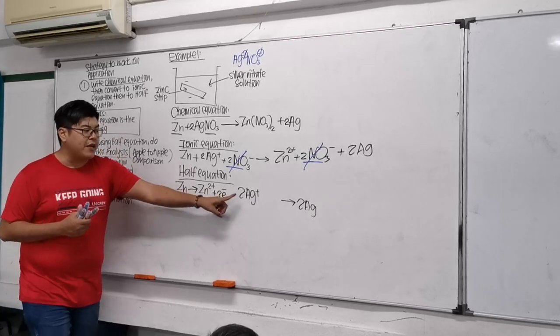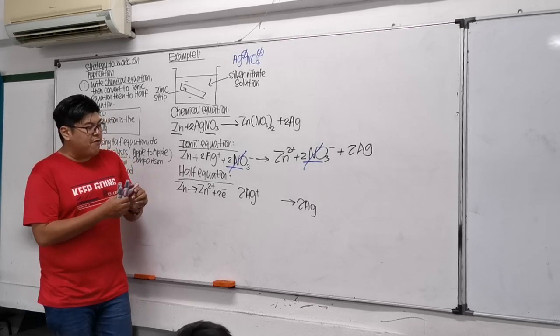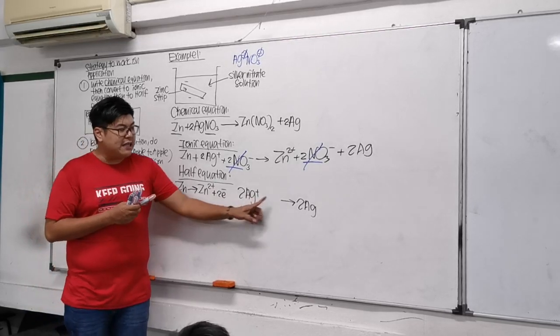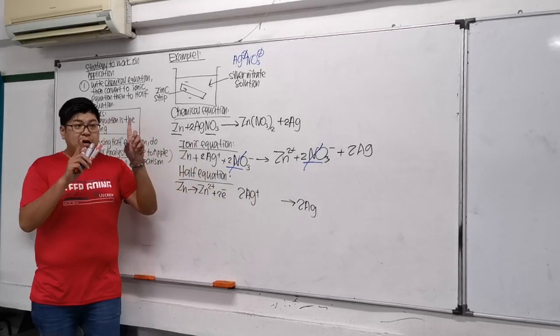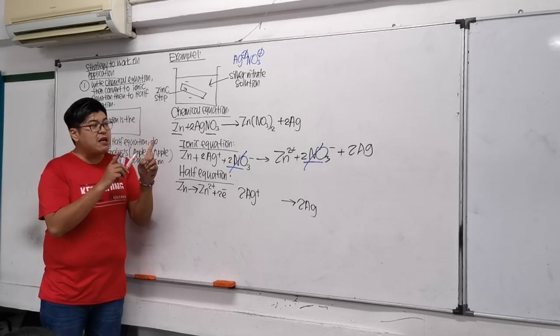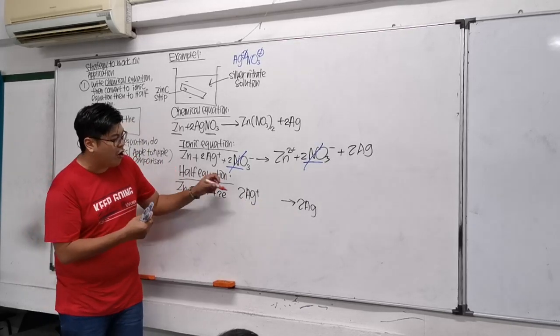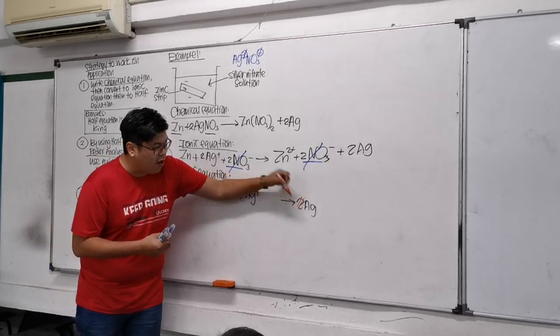Next one. What about this? What can we do further? First and foremost, look at the number in front. This number in front is 2. When the number in front can be simplified, you must simplify. The 2 and 2 in front can be cut off.